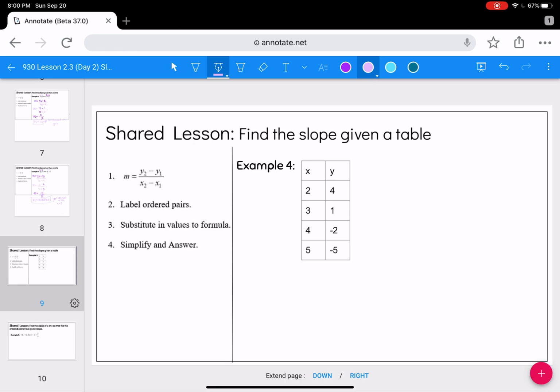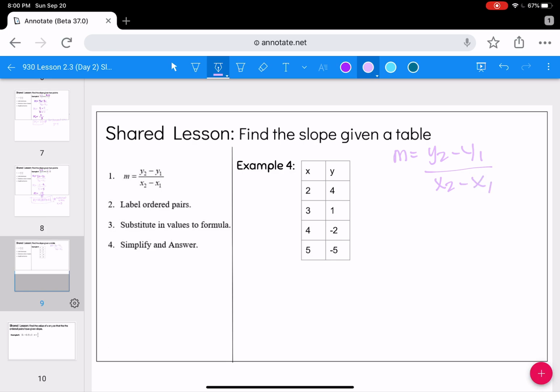All right, so now we're going to find the slope given a table. So this looks a little bit different. We're still using our same formula. So we still are using m is equal to y2 minus y1 over x2 minus x1. Now, I'm given points from a table. So I can use 2 and 4. I can label this as x1 and y1. And then I can use 3 and 1 as x2 and y2. You just have to pick 2 points from your table.